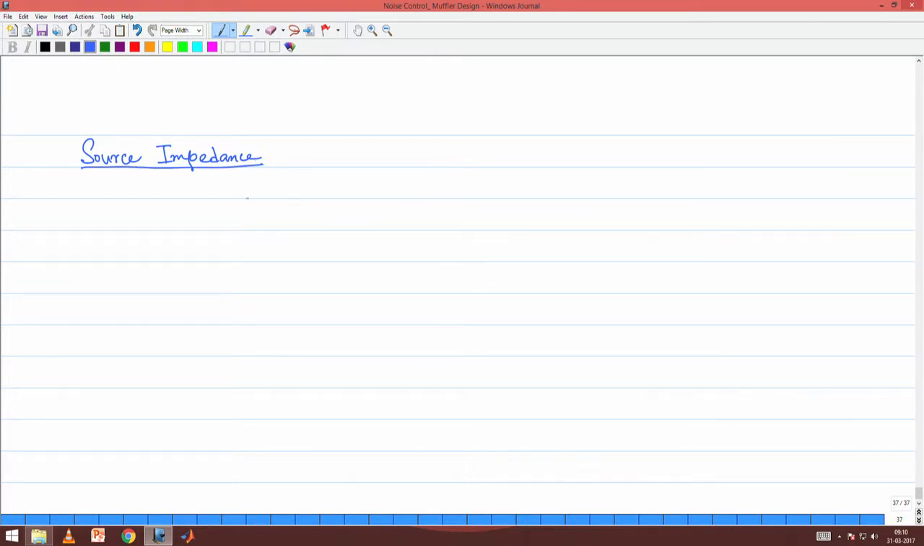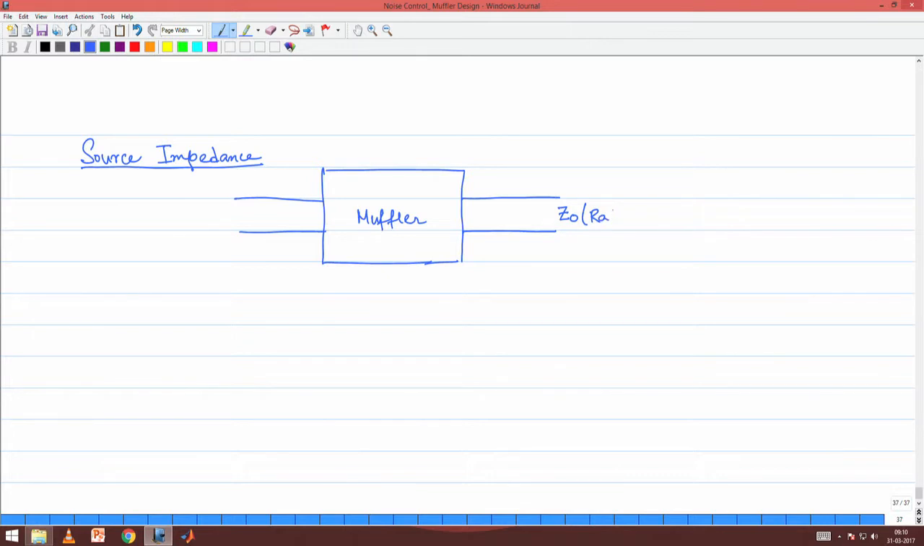So, as I said, we were talking about a muffler within the ducting system and then the tailpipe, and now we understand the boundary condition of the exit at the tailpipe is going to be the radiation impedance Z0. But we also need to ascertain what happens in the extreme upstream station. This is the extreme upstream station, this is where the source is located. It could be the engine.